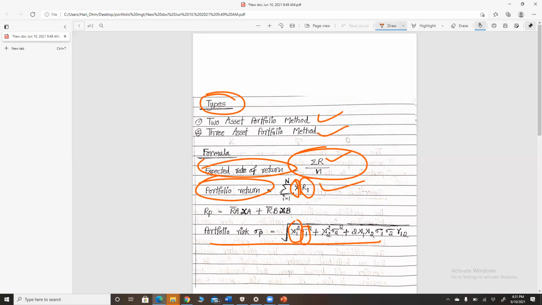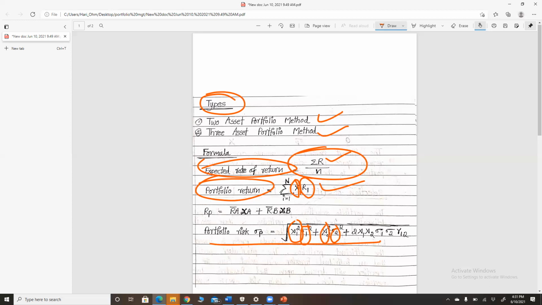Standard deviation 1 is nothing but the standard deviation of security 1. Then x2 is nothing but the proportion of security 2. If there are two securities, take for example security a and security b, then x1 is a, x2 is b. The proportion of security a is x1, the proportion of security b is x2. Is it clear? Then the standard deviation of the second security, that is b.